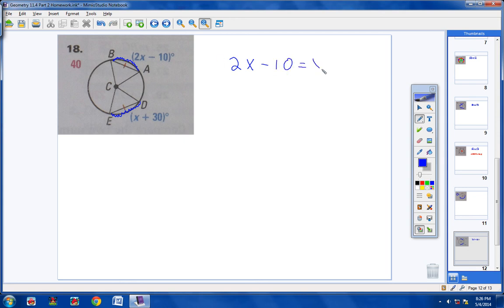2x minus 10 equals x plus 30. Okay, bring your x over and it becomes a negative x. Bring your negative 10 over and it becomes a positive 10. Bring your equal sign down. 2x minus x is x. 30 plus 10 is 40. And there's your answer. X equals 40. One more and we're finally finished.